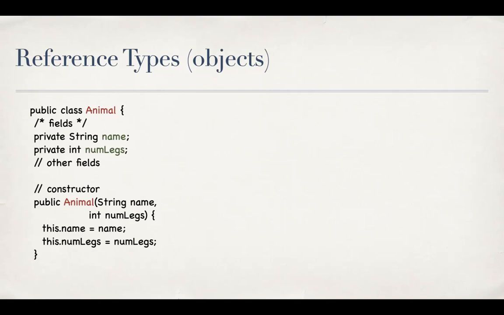So another thing is the this keyword here, this dot name. This refers to the current object. So you can access the fields and methods of the current object by using this in Java. That is similar to, say, self in Python.